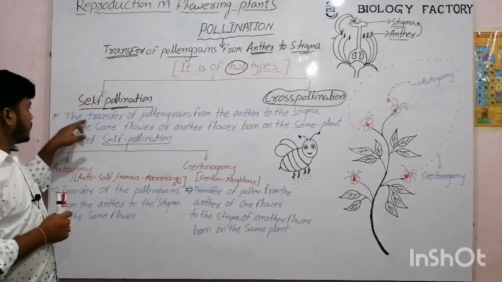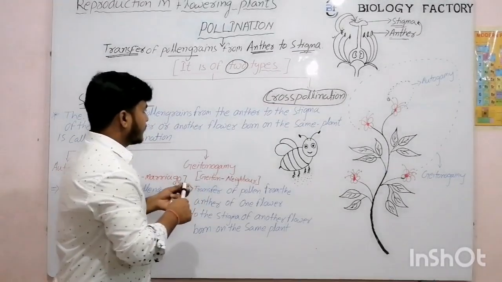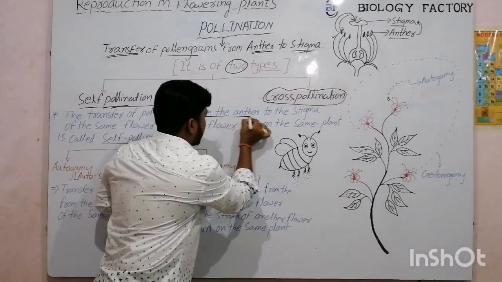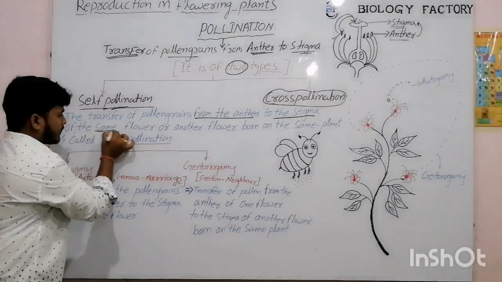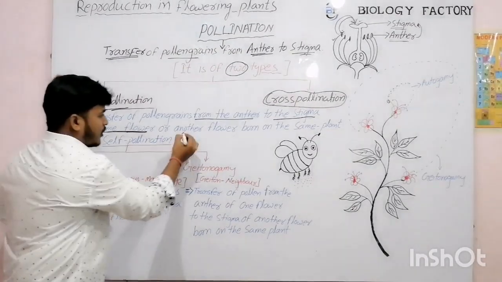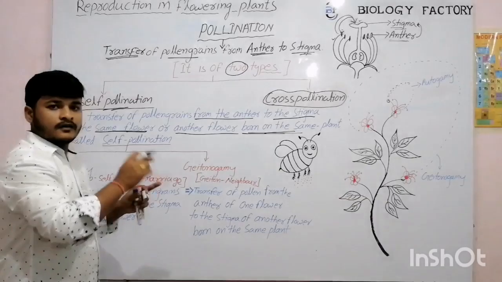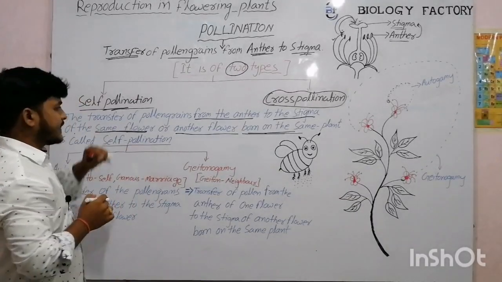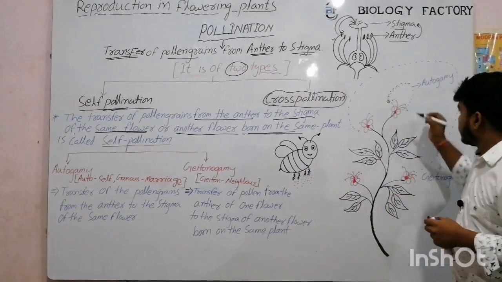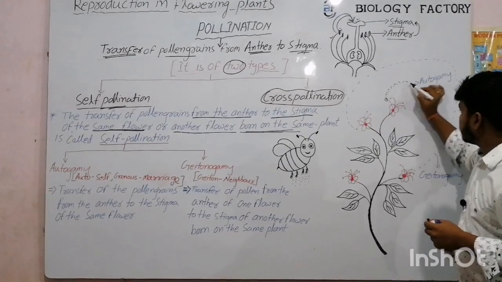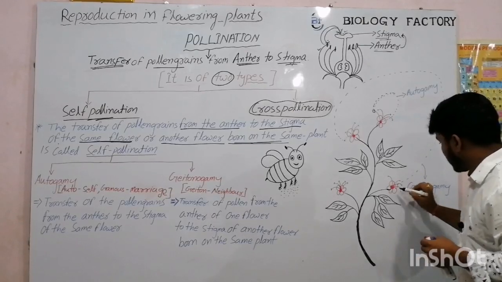I also wrote over here: the transfer of pollen grains from the anther to the stigma. That means the transfer process occurs on the same flower or another flower borne on the same plant. That means the flower is borne on the same plant. It is otherwise known as self-pollination. So when the pollen grains are transferred from the anther to the stigma of the same flower, or from the anther to the stigma of another flower.